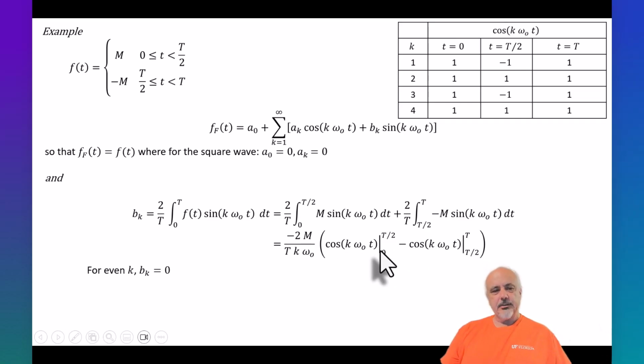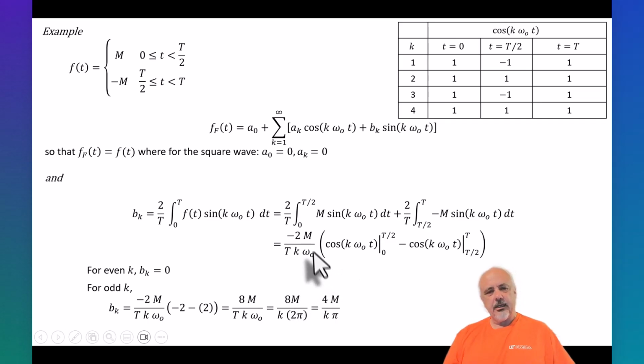So the even k's, the b sub k's, are going to all be 0. But for the odd k's, you're going to have this factor in front. And then, breaking out what this is going to be, you're going to have a minus 2, minus 2. So that's going to be a minus 4. Minus 4 times minus 2 is 8.